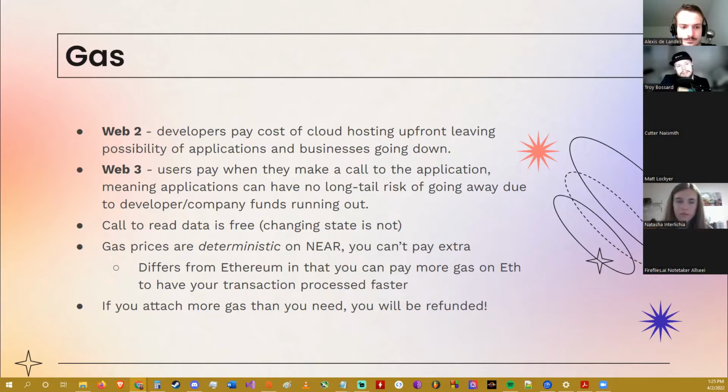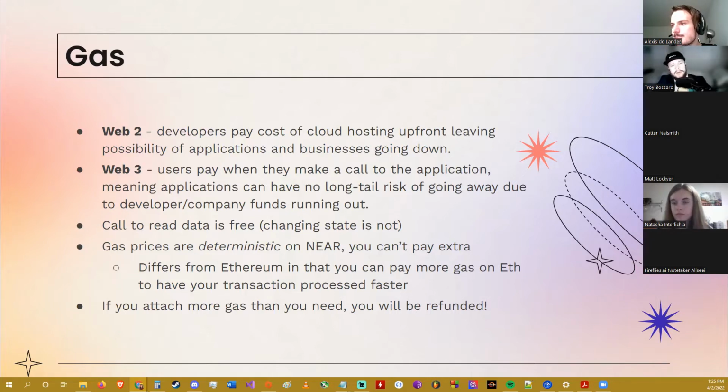Calls to read data generally do not require gas, but changing state does require gas generally. So some calls require gas fees, and other ones don't require gas fees. It just depends on whether you're changing the state of the blockchain or not.